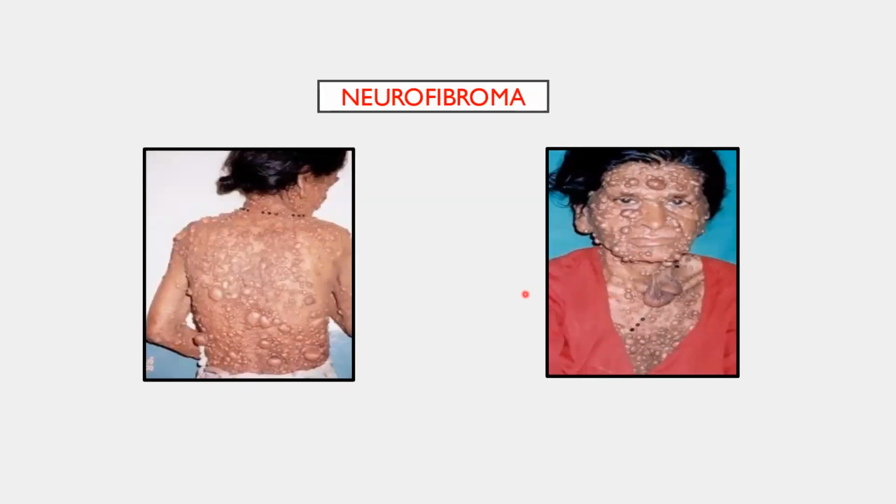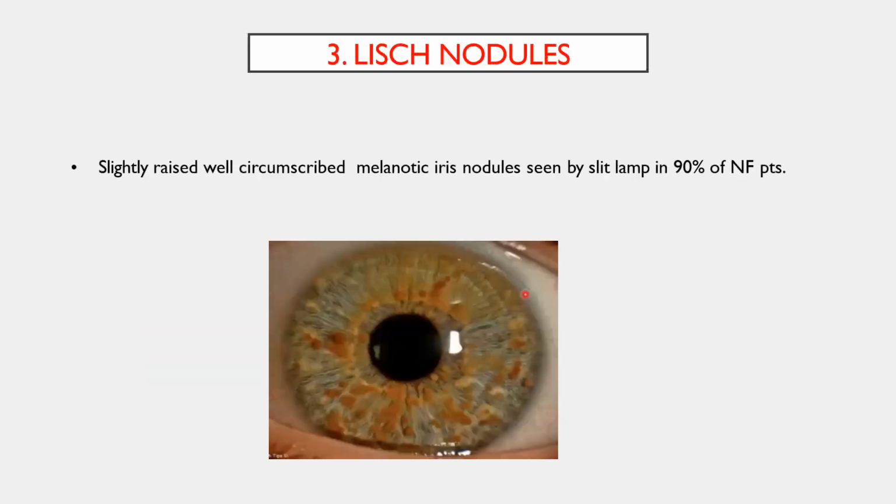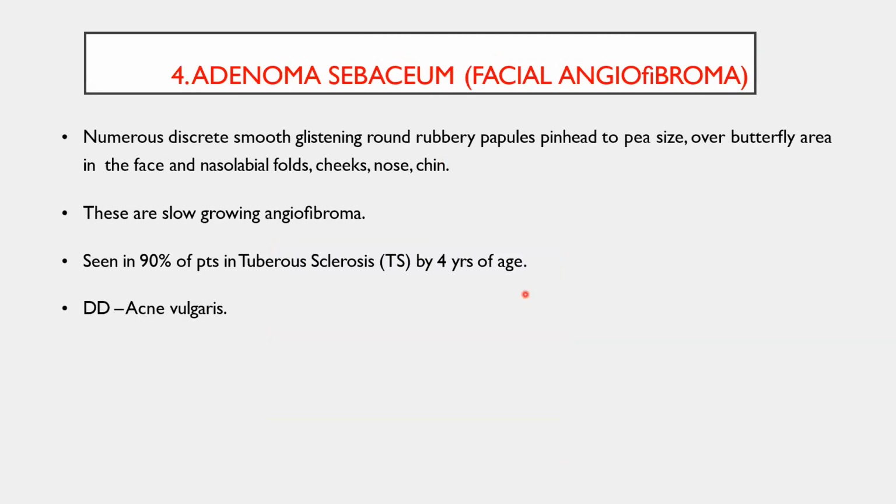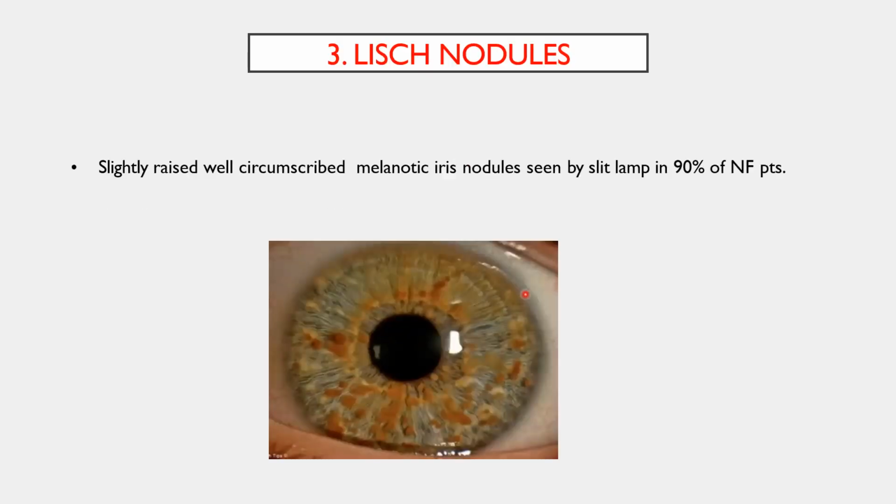These are the fusiform neurofibromas. This one is the plexiform neurofibroma. Next. Previously I told you about these Lisch nodules. Ninety percent of patients with NF will have these Lisch nodules.